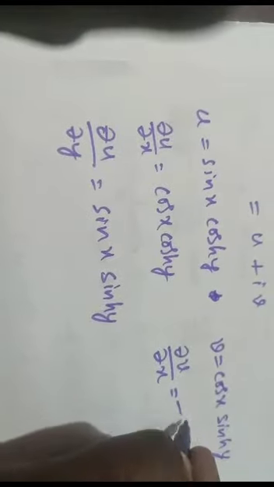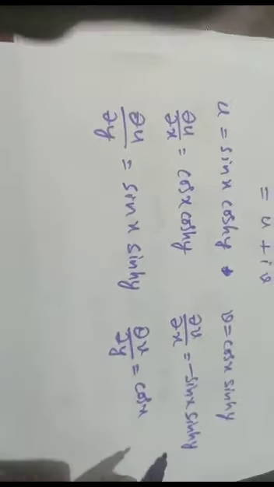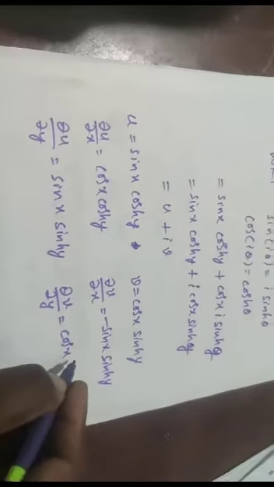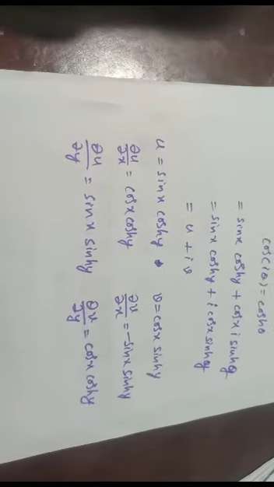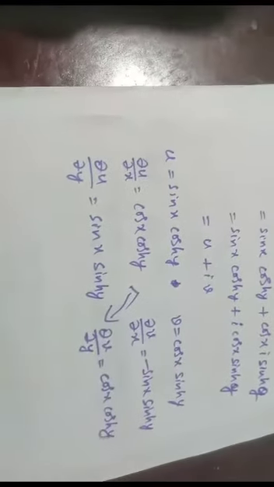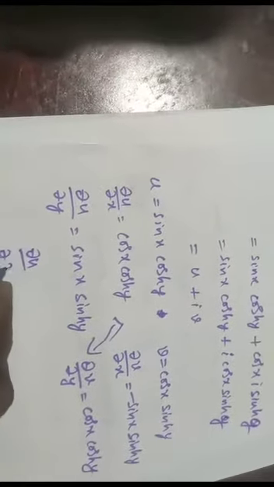Here cos x, differentiation of cos x is minus sin x, write sin hyperbolic y as it is. Next, dou v by dou y: write cos x constant as it is, differentiation of sin hyperbolic y is cos hyperbolic y. So from these two, dou u by dou x equal to dou v by dou y.